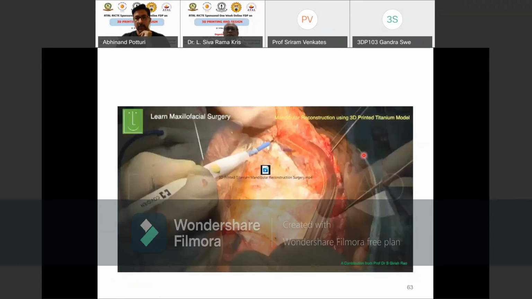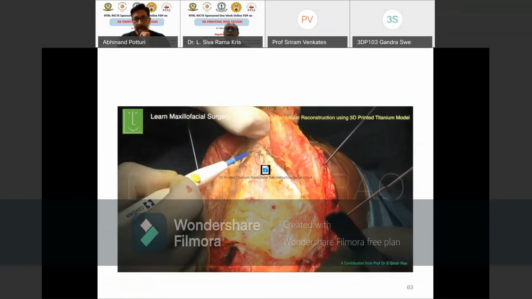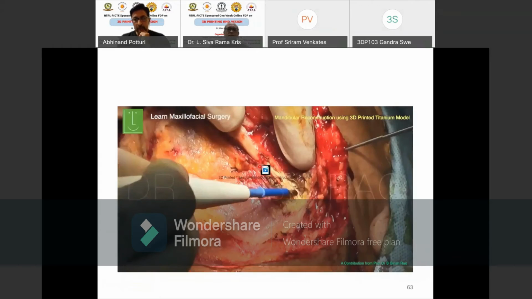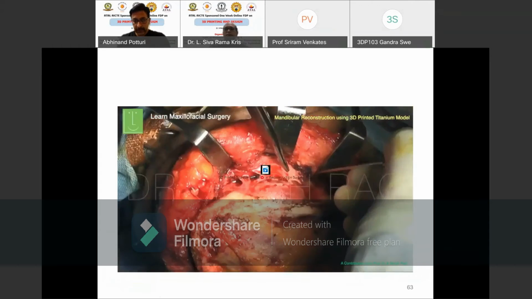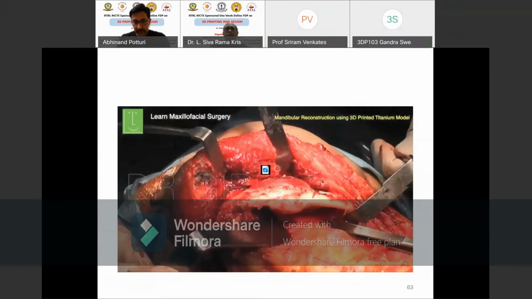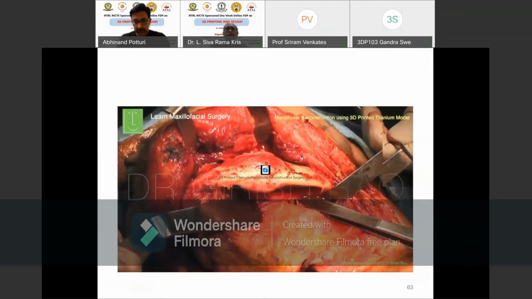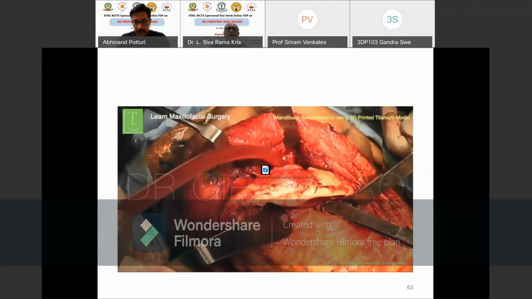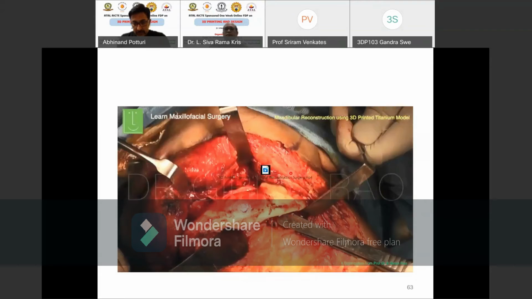So we are cutting through the patient's skin. See, this is the lower jaw now, which is coming into picture. This is the tumor part. See, this is a swelling you can see here. This is the tumor. This is a normal bone. So we'll cut this tumor part and remove it.